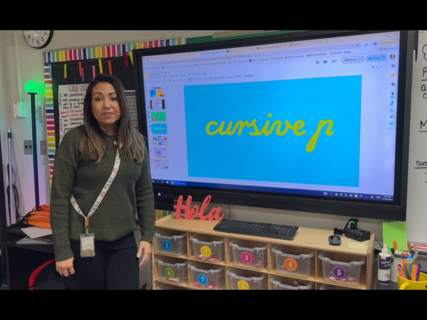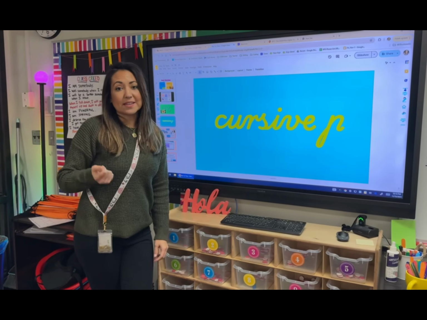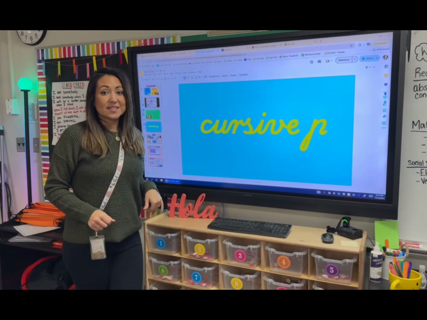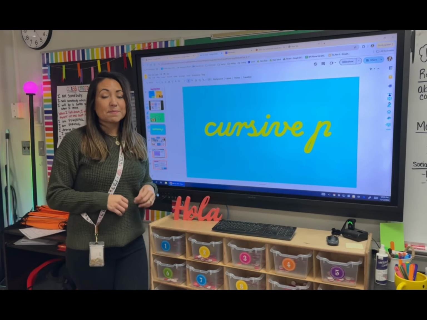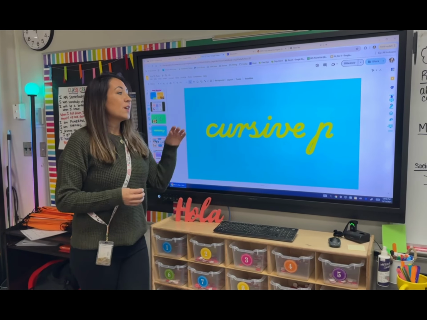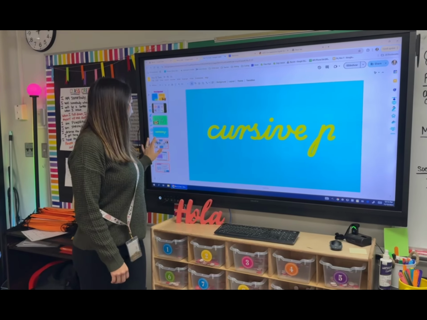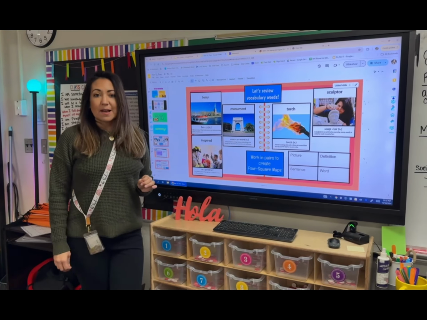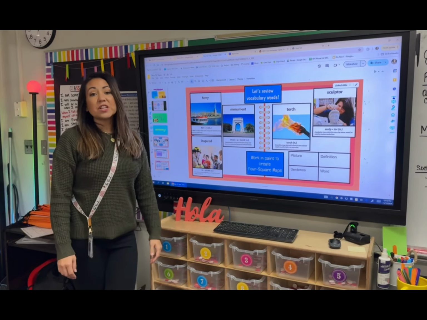Then we go into cursive, and it's really snappy. So as I'm going through each of these slides, it's pretty fast. The kids know what to expect. We do these every day, and so it's just the next thing, and they're used to it. Then we go into vocabulary, and we usually play a game with this.